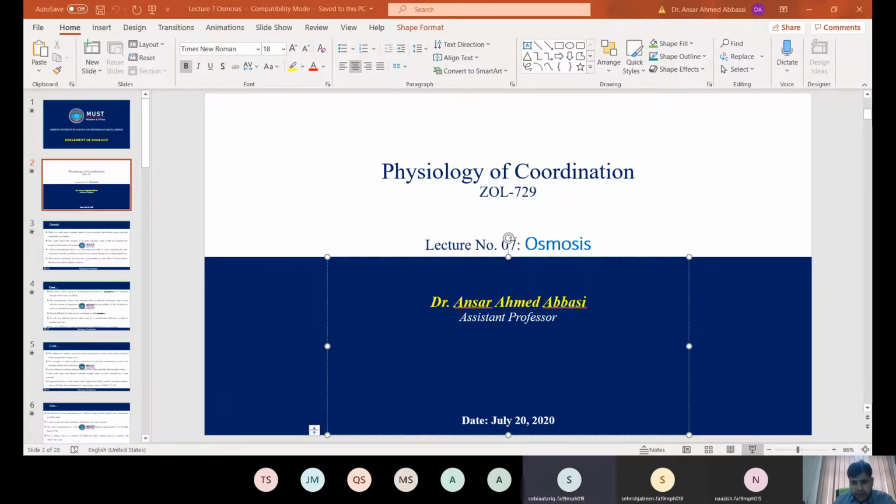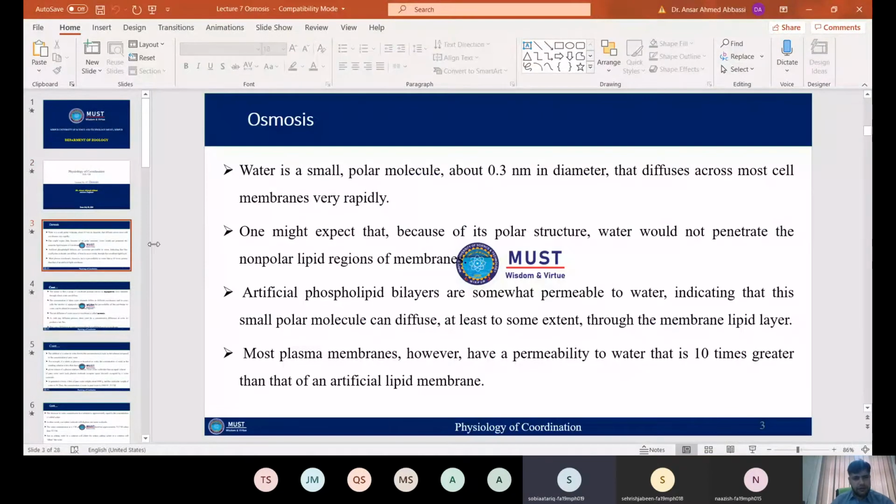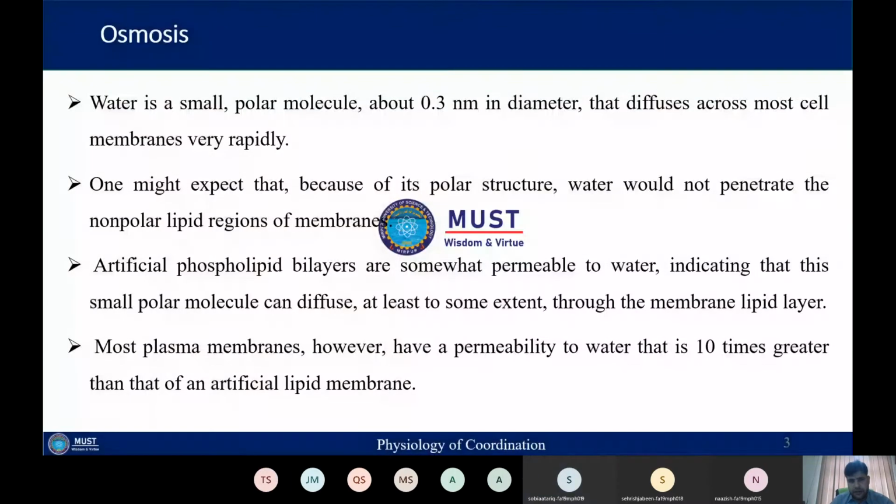Yes. The slide is not showing, it's not showing to anyone. Okay, is it showing now? Now, can you see the slide now? Yes sir. It is showing to me, sir. Okay.